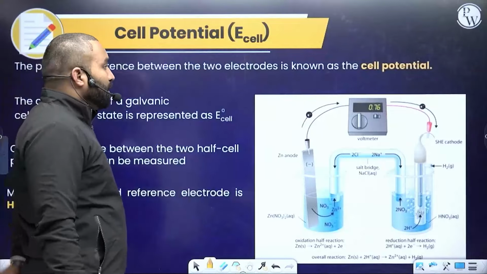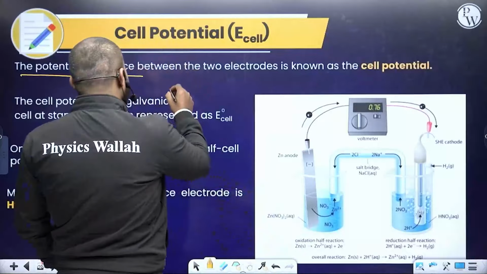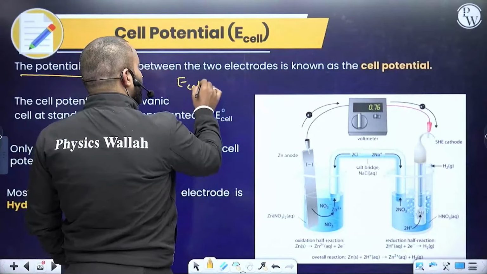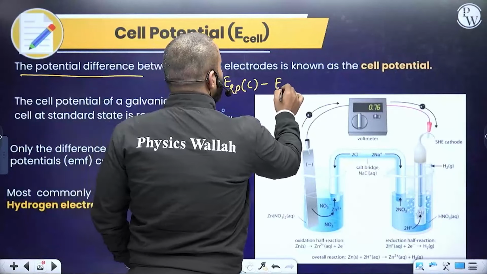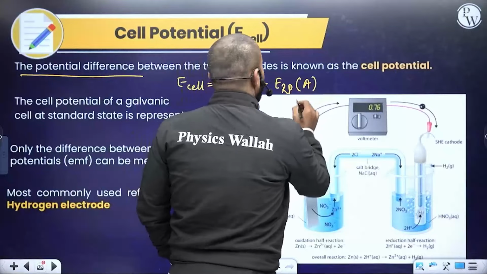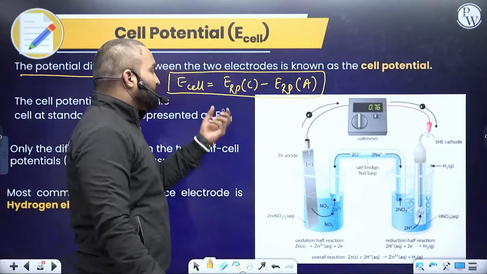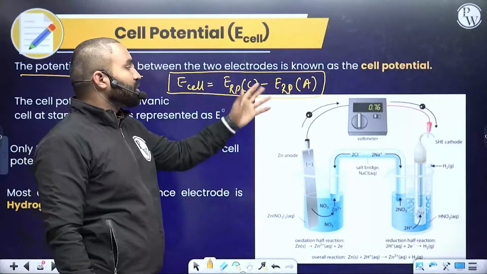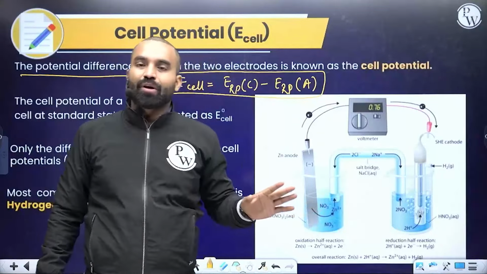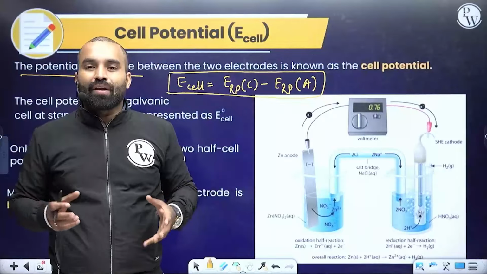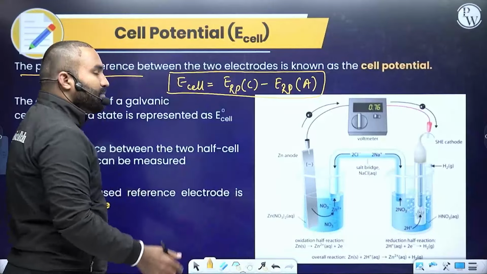Now, the potential difference between the two electrodes is known as cell potential, and that is going to represent E cell, which is equal to ERP, the reduction potential of the cathode, minus ERP, the reduction potential of the anode. If you trust me, always follow just this. Don't be confused with oxidation potential and reduction potential combinations. Just use this straight away, a single formula. There are thousands of formulas to be remembered in chemistry. Why give your head a lot of pain? Just take this simple formula: ERP of cathode minus ERP of anode, C minus A.